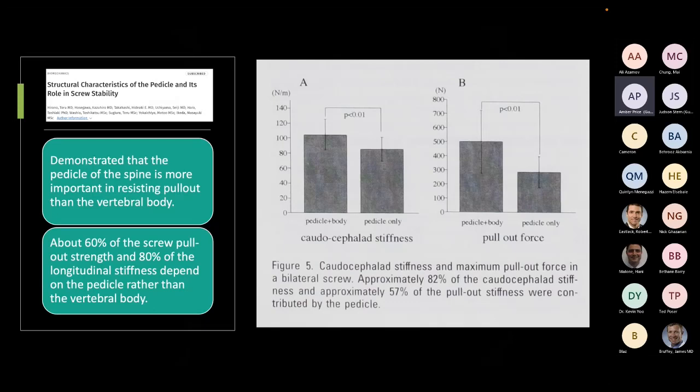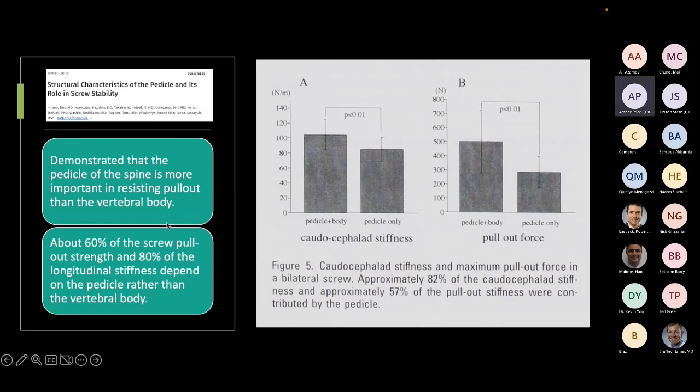And the basic idea is that the body doesn't add a significant amount of pull-out strength to your screw. It is mostly the pedicle itself. And you can see the pull-out force and then the caudocephalad stiffness of the screws. And really the pedicle was the thing that provided the most pull-out strength and the most stiffness to the construct. And they kind of note that here.